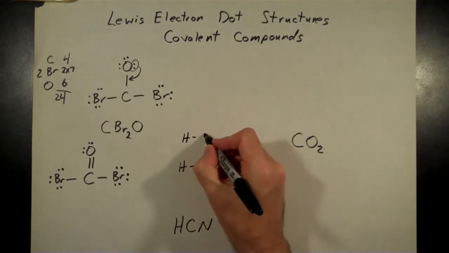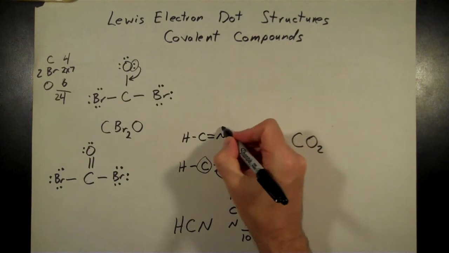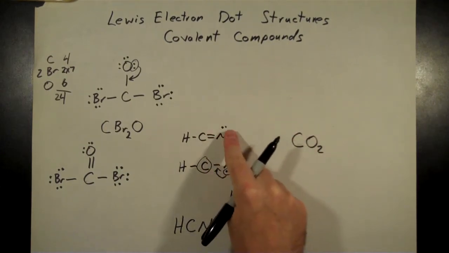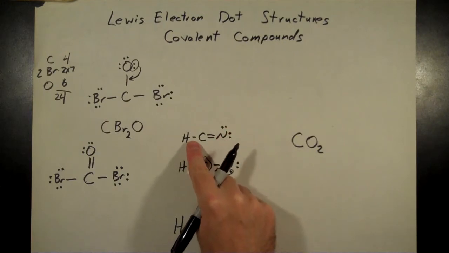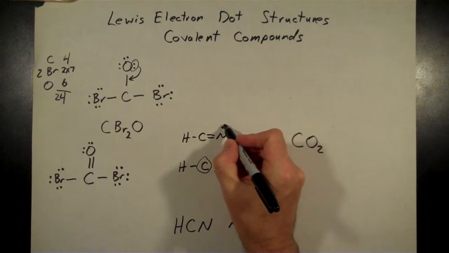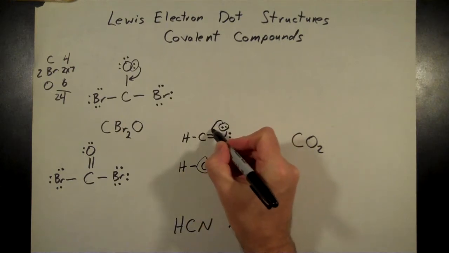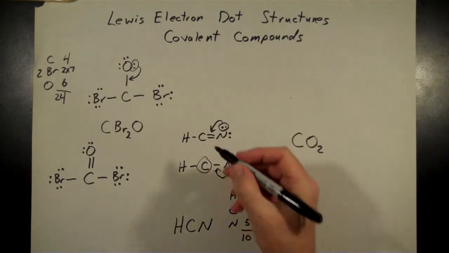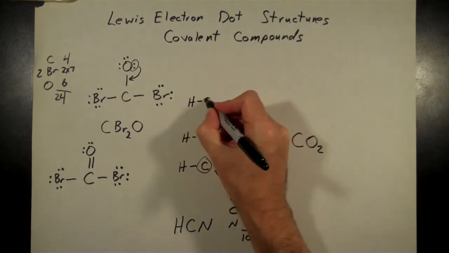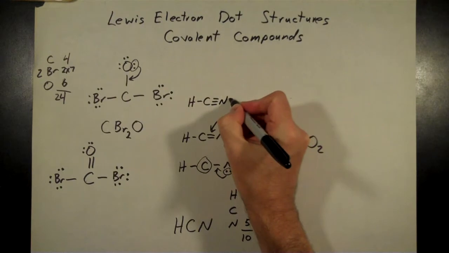If we just do that, that's what we end up with there. We still have the octet on the nitrogen there. Now we're up to 2, 4, 6 electrons on the carbon. Not quite there yet, but it's getting better. So we're going to move one more pair of electrons off of the nitrogen and make another bond in between the two. This makes a triple bond between the carbon and the nitrogen.